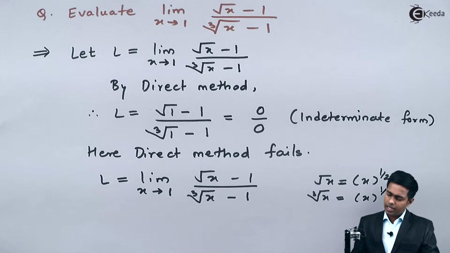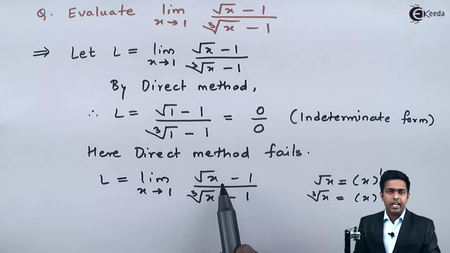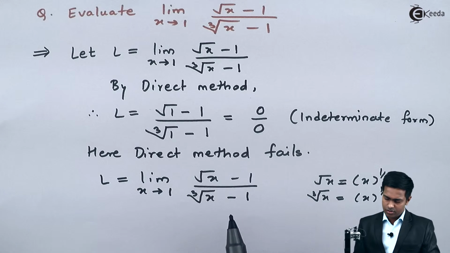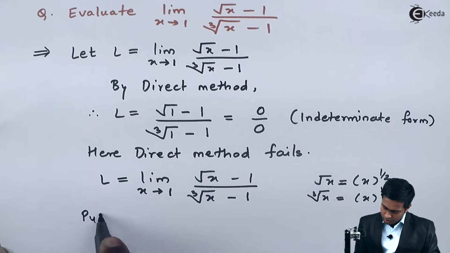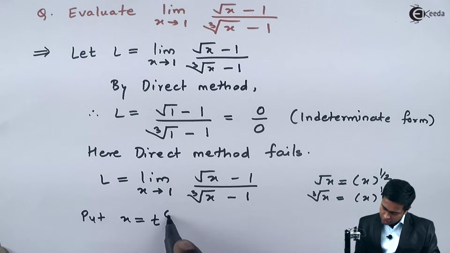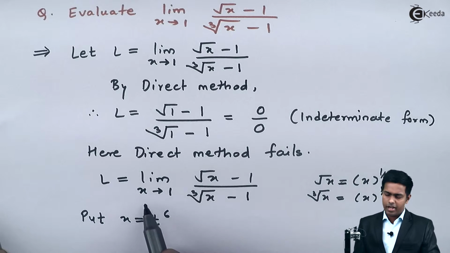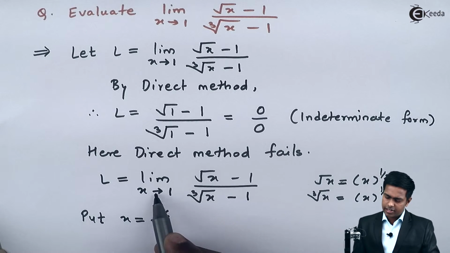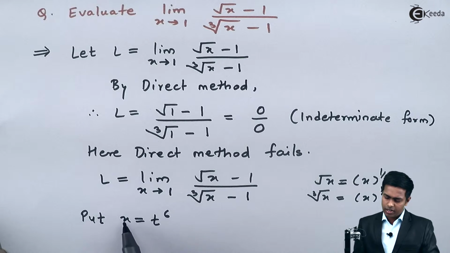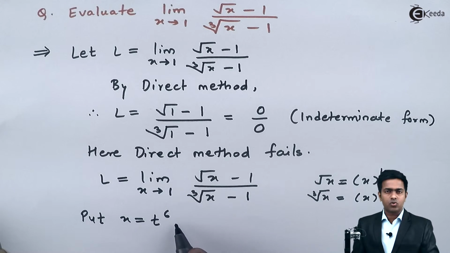Now if you see the powers, that is 1 by 2 and 1 by 3, and if we find the LCM of 2 and 3, then we will get 6. So what we'll do is, instead of this x we will substitute t raised to 6. So here I'll say put x equal to t raised to 6. But since we are changing x to t raised to 6, this limit will also change from x to t. Now x tends to 1, so when I substitute this 1 over here, I will get 1 equal to t raised to 6.